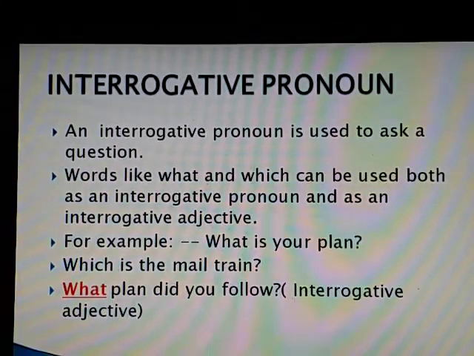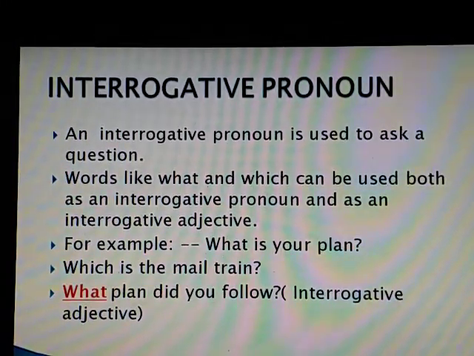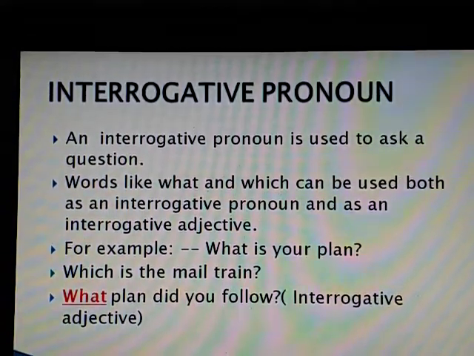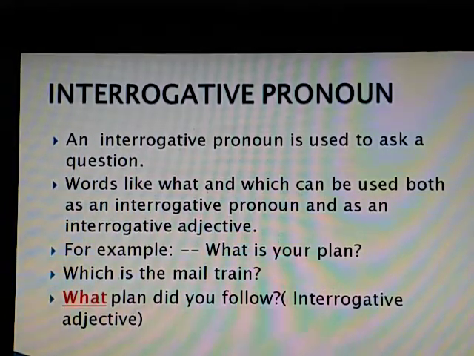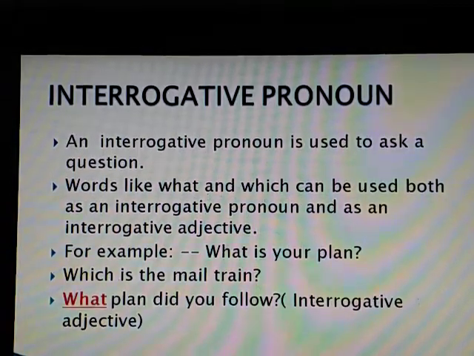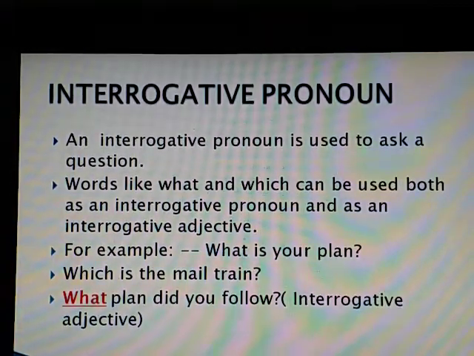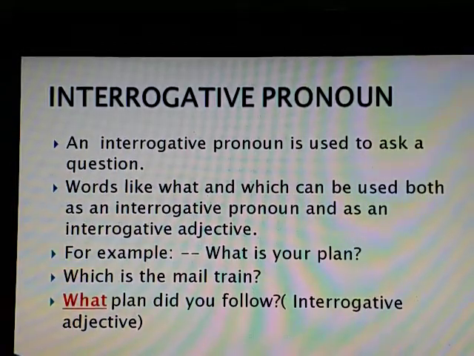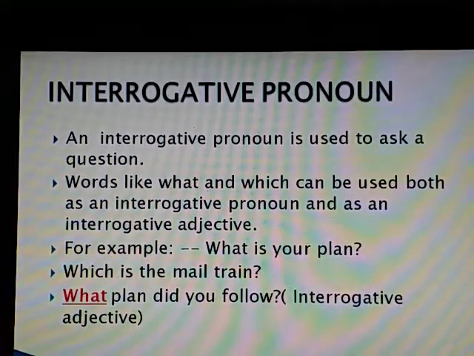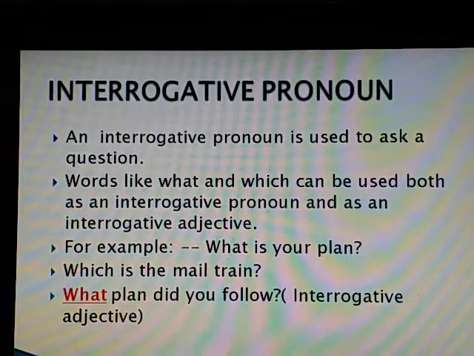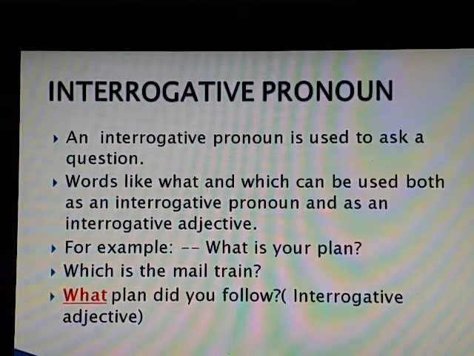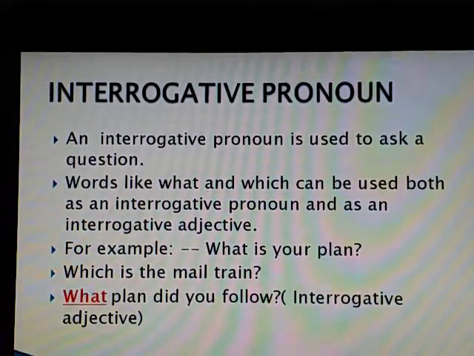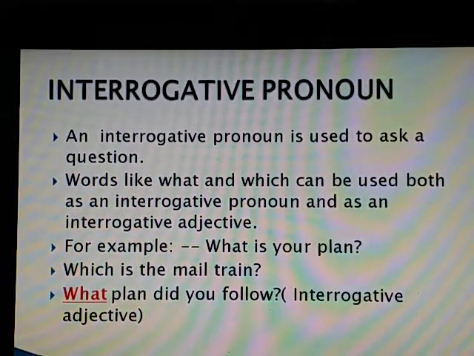Remember, who, whom, and whose are used for asking questions about a person or persons. What is used for asking questions about a thing or things, and which is used for asking a question about a particular person, thing, or animal. When these interrogative words are placed before nouns, they work as adjectives and are called interrogative adjectives. For example, what plan did you follow?